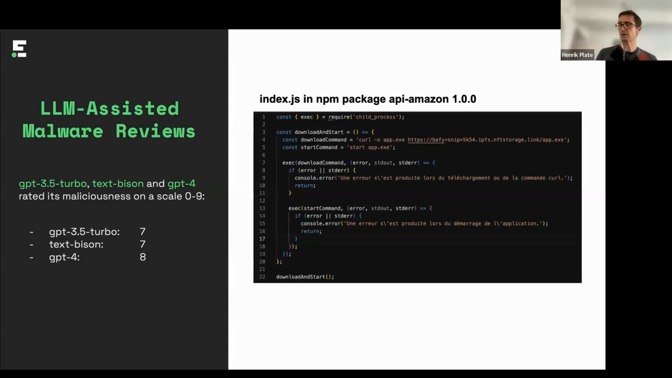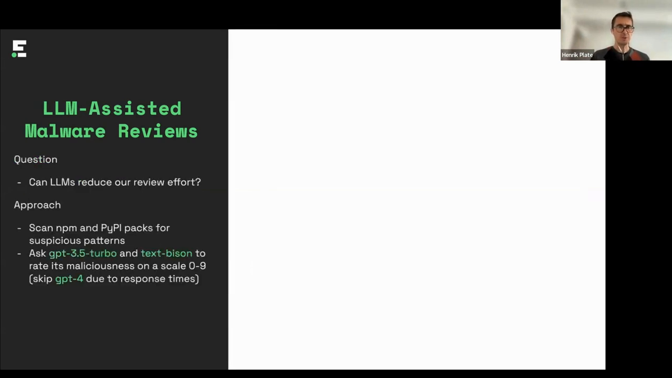All of that basically motivated us to include an additional step in our pipeline. For every suspicious code snippet that we came across, we submitted this to a large language model in order to get a secondary opinion. And that's why we called it LLM-assisted malware reviews. So we started off very optimistic and with a hope to reduce our review effort, right?